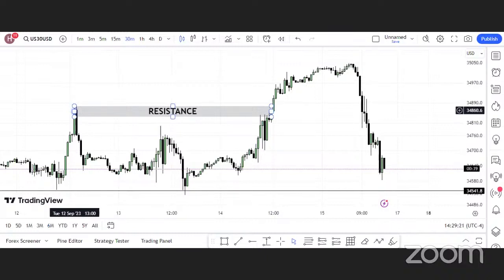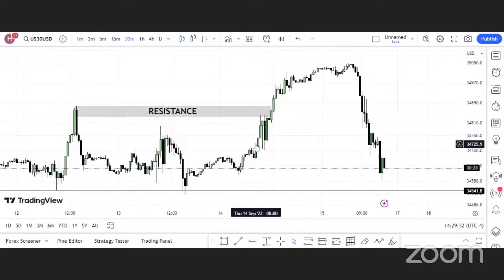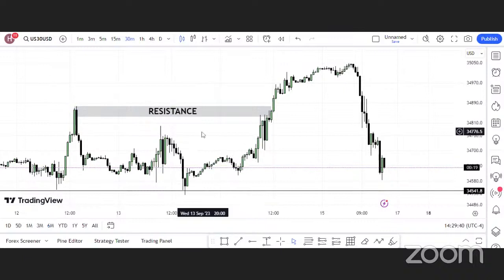All you have to do is just mark out that zone, right? Mark out the zone. This is resistance right here. It is marked out. Okay. So what you are expecting here is that when this market comes back to that area, it will go down. All right. So this is the kind of opportunities we always look out for in the forex market.